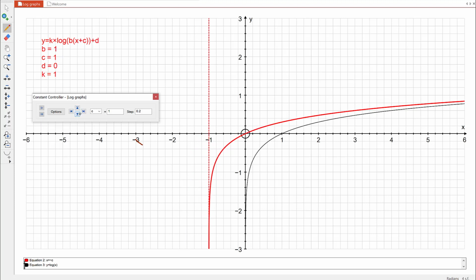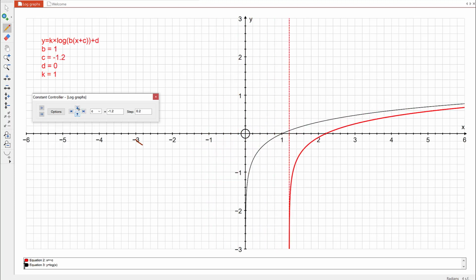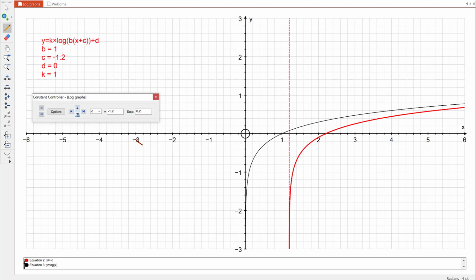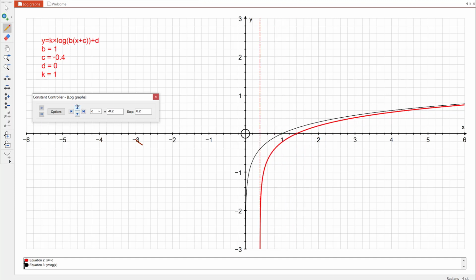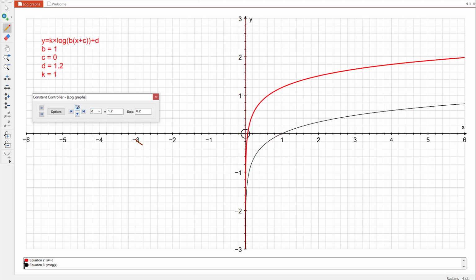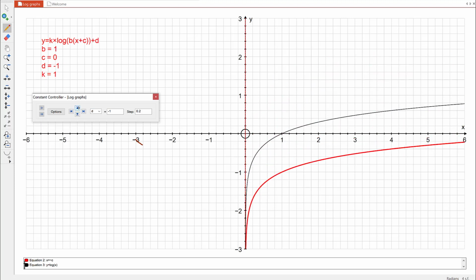If I make c a negative number, here we've got x minus 1, and so that has gone to the right by 1. So log of x minus 1 has gone to the right by 1. So that's all those things we already know. And if we translate the graph up and down, so that's going to be our d value, making d bigger moves the graph up, making d smaller moves the graph down. It won't move the asymptote.